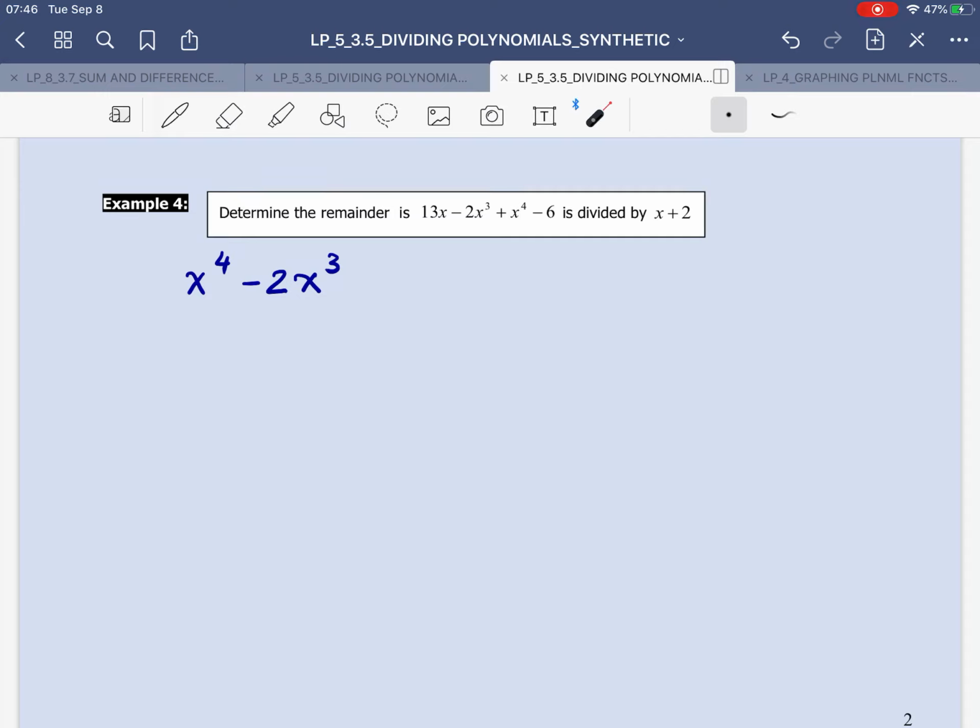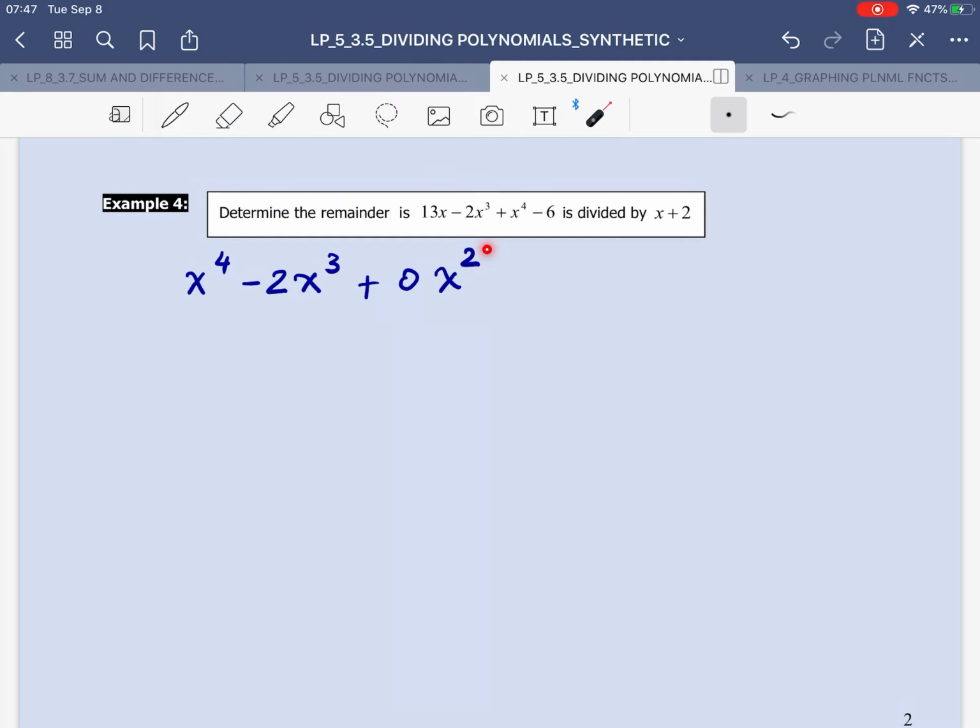Now, listen carefully to this. It is very important, especially in synthetic division, that whenever you are missing a term, you have to write it with a coefficient of 0. That's because the term needs to reserve a spot. Otherwise, we are going to misplace the numbers and get the wrong answer. Remember that in synthetic division, we do not see the variables. We only see the coefficients.